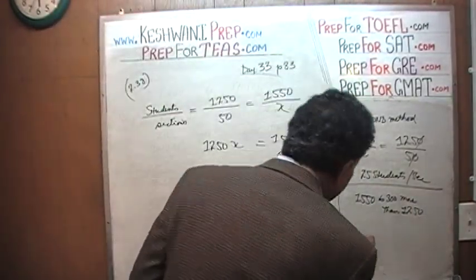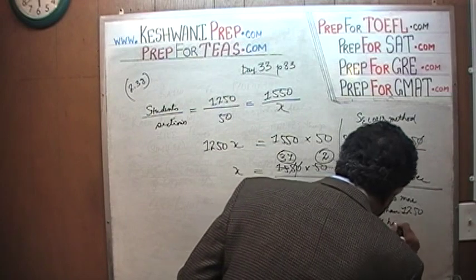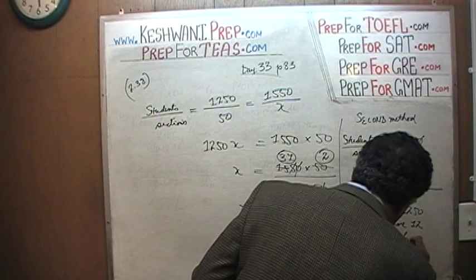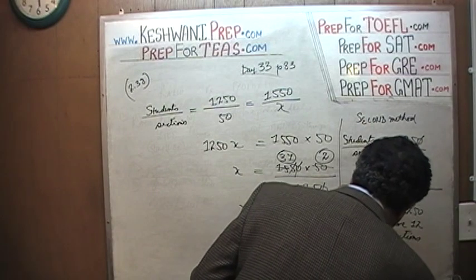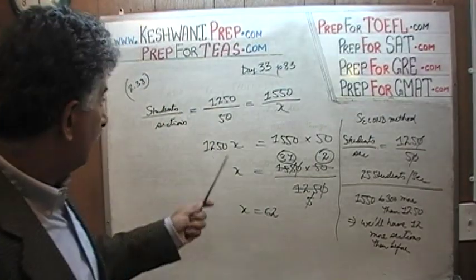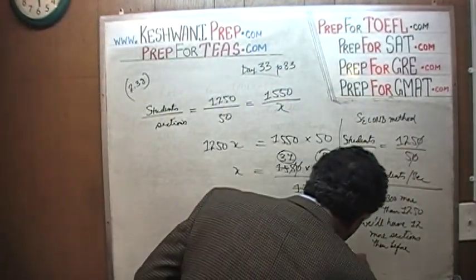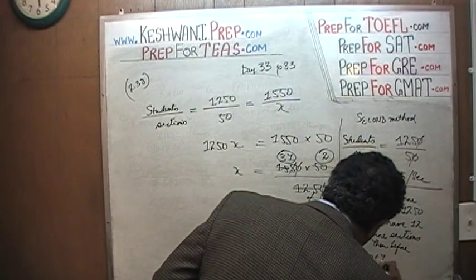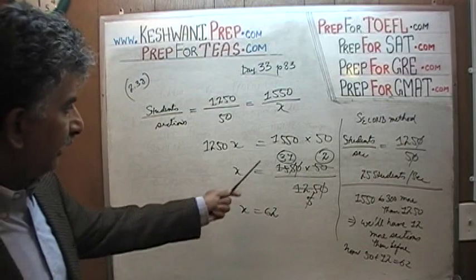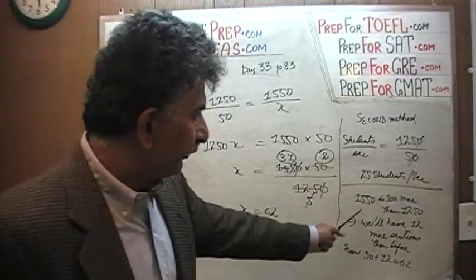This tells us that we will have 12 more sections than before. Before we had 50 sections. So now we have 50 plus 12, or 62. As you can see, we get the same answer as here, except this is a more traditional way of solving a proportion. This was a different way.